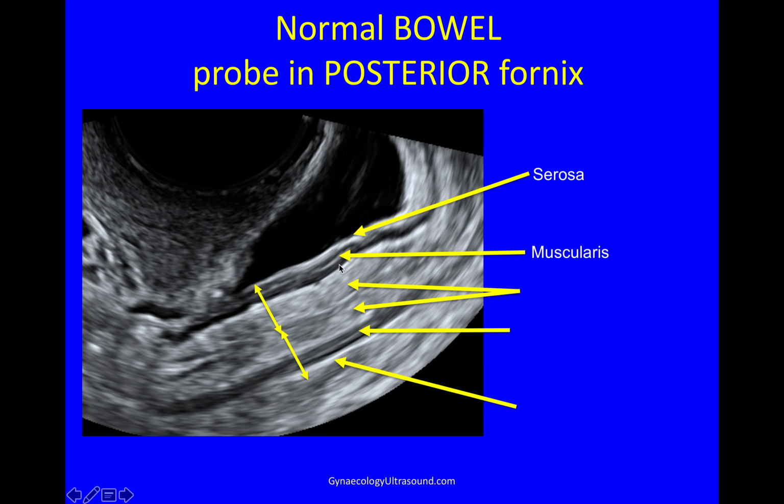This is the muscularis layer, and it's crucial to understand this for the understanding of endometriosis. Then here we've got submucosa and mucosa together, all hyperechoic, white. We've got the same on the other side with the lumen just in between. Then we've got muscularis again, and then we've got serosa. And so the lumen of the bowel is here in this direction going toward the anal canal. So this is what normal bowel looks like in the posterior fornix with your probe in the posterior fornix there, in the pouch of Douglas.